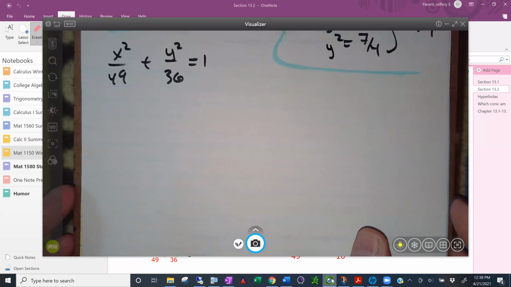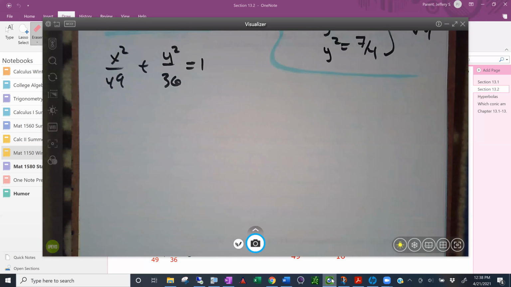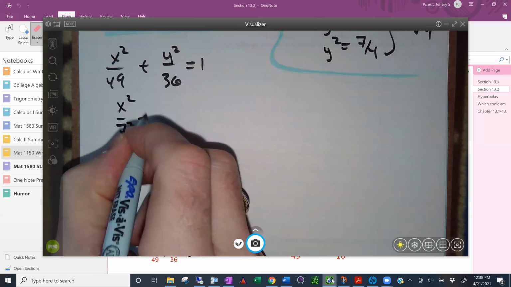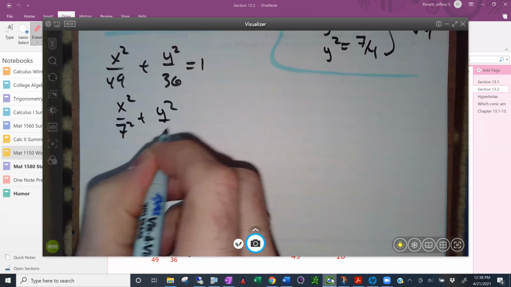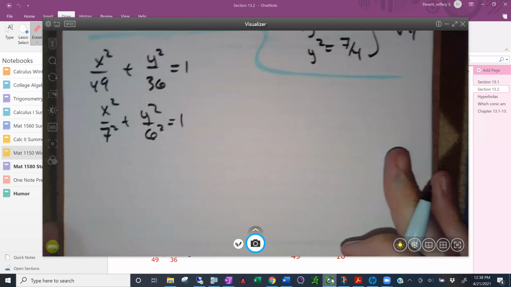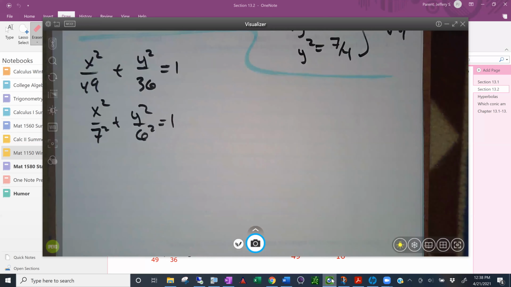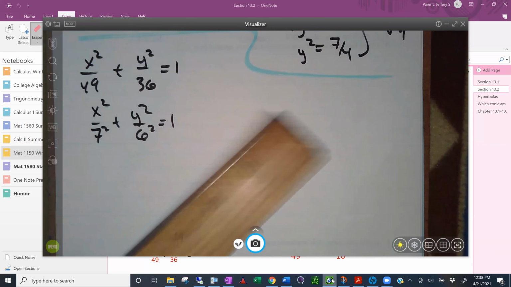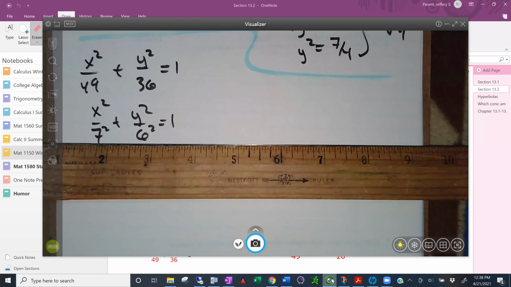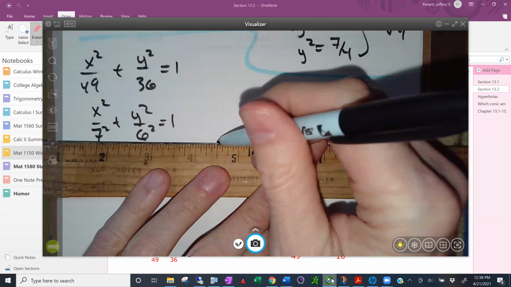There's probably one thing I would do to this equation, and that is x squared over 7 squared plus y squared over 6 squared equals 1. Now, why make that adjustment? It's the standard form. Yeah, it's the standard form. Perfect. And with the standard form, it makes it easier to graph.